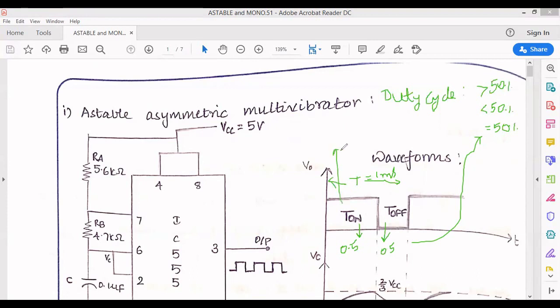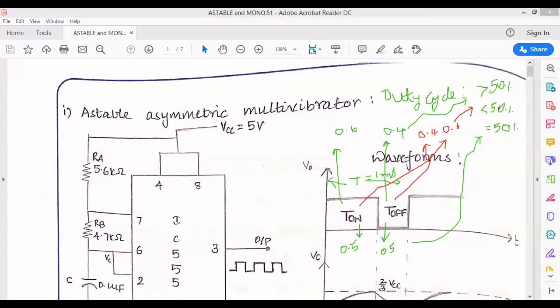Suppose T on is 0.6 millisecond and T off is 0.4 millisecond. If you add 0.6 and 0.4 millisecond, you get 1 millisecond. Here you can observe T on is greater than T off. When T on is greater than T off, we call it a duty cycle greater than 50%. The next: observe T on is 0.4 and T off is 0.6. That is, T on is less than T off. Then we take the duty cycle as less than 50%.